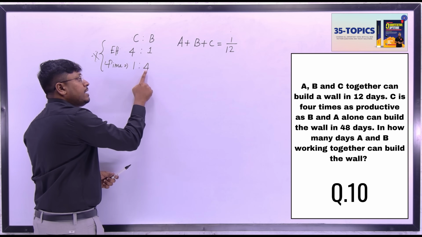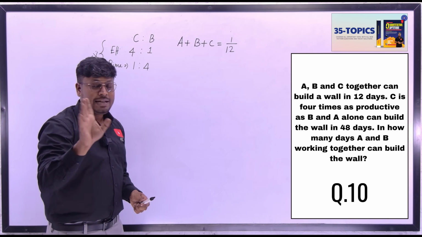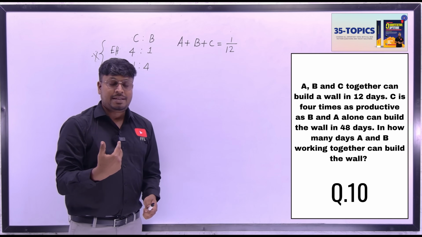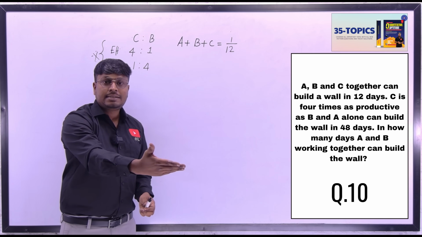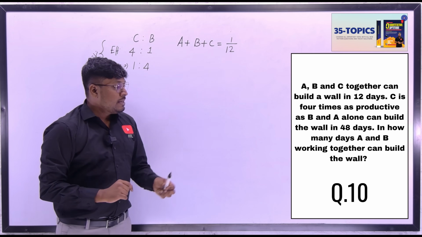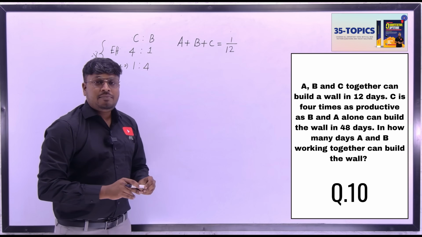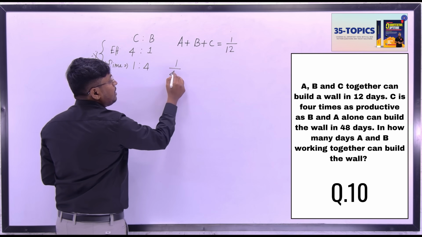If B is taking 4 days to complete a work, C will be taking only 1 day to complete the work, because C is more productive, 4 times productive than B. C is working faster when compared to B. So if B is taking 4 days, C will be taking only 1 day. So now what are all the values they have given us? A alone builds a wall in 48 days. That value has been directly given. So A value will be 1 by 48.